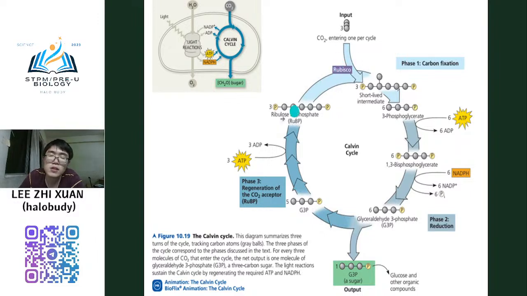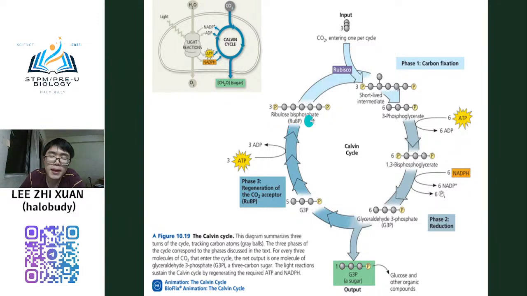So it will fix carbon dioxide with the molecule we call ribulose biphosphate. So there are 3 molecules of ribulose biphosphate. Ribulose biphosphate is actually a 5 carbon molecule, 1, 2, 3, 4, 5. In easy words, each RuBP, each ribulose biphosphate, will fix with each carbon dioxide.